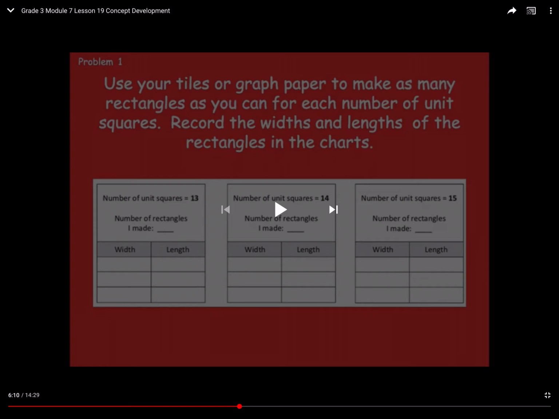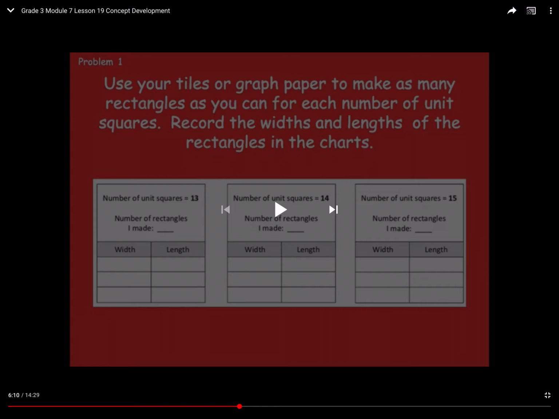I want you to make all of these numbers. So you're going to go to your Number Pieces app, and you're going to make me rectangles with 13 square units. After you make all the rectangles that you can, you'll take a screenshot. Then you'll erase, and then you're going to make me all the rectangles that you can with 14. How many rectangles can you make with 14 square units? Take a screenshot, and then you're going to erase, and you're going to do 15. How many rectangles can you make me with an area of 15 using 15 square units?